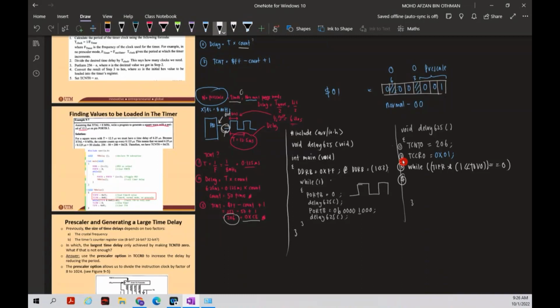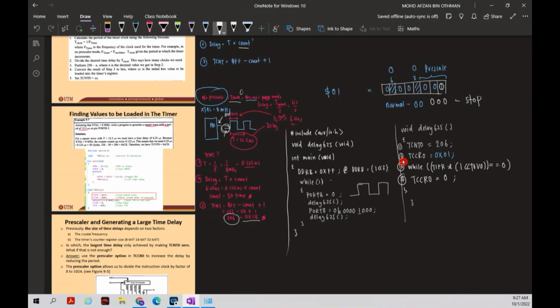Step number 4. You need to stop the timer. How to stop a timer? By putting 0 to this prescaler here. If you put 0, 0, 0 as this combination of input here, what happens? The timer will be stopped. So TCCR0 equals zero. So this is to stop the timer.